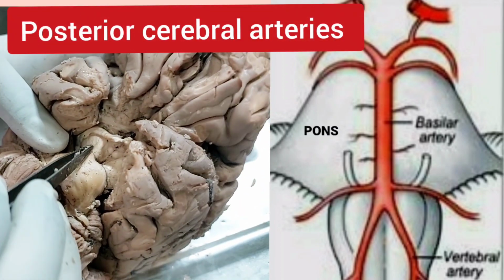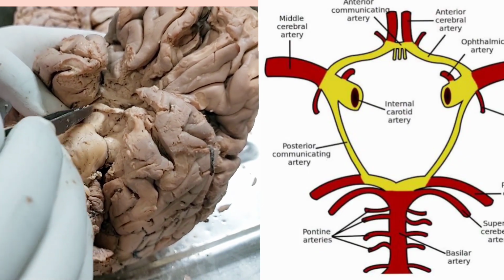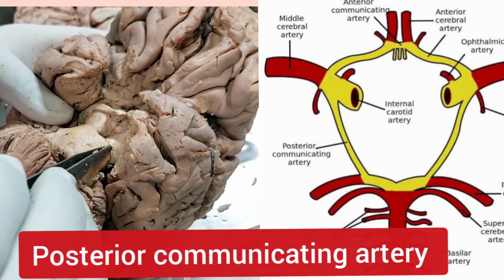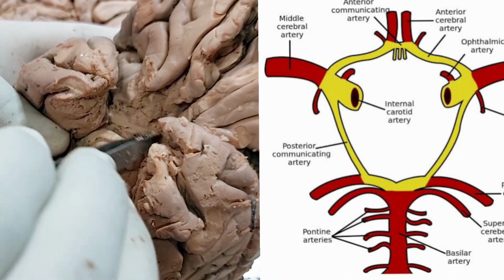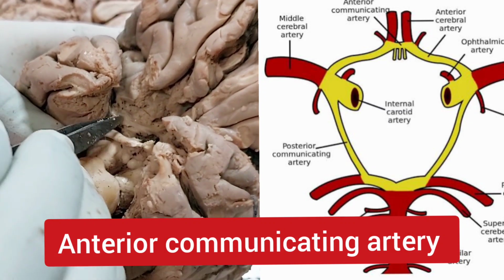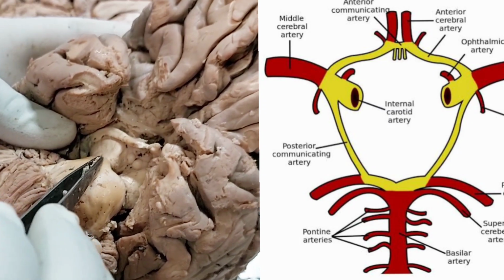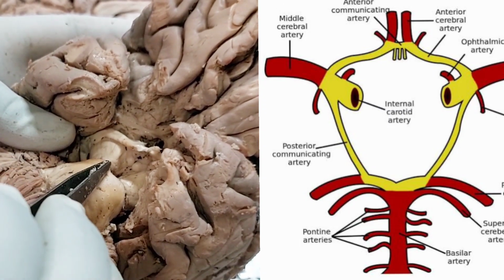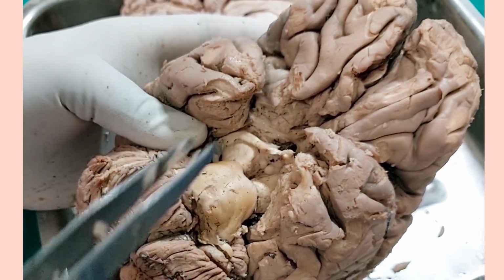So this posterior cerebral artery and the internal carotid artery are joined together by the posterior communicating artery on both sides, and the anterior cerebral arteries of both sides are joined together by the anterior communicating artery. So anterior cerebral anterolaterally on both sides, in the midline the anterior communicating. Here is the posterior cerebral and posterior communicating artery. All these are the formative arteries of the circle of Willis.